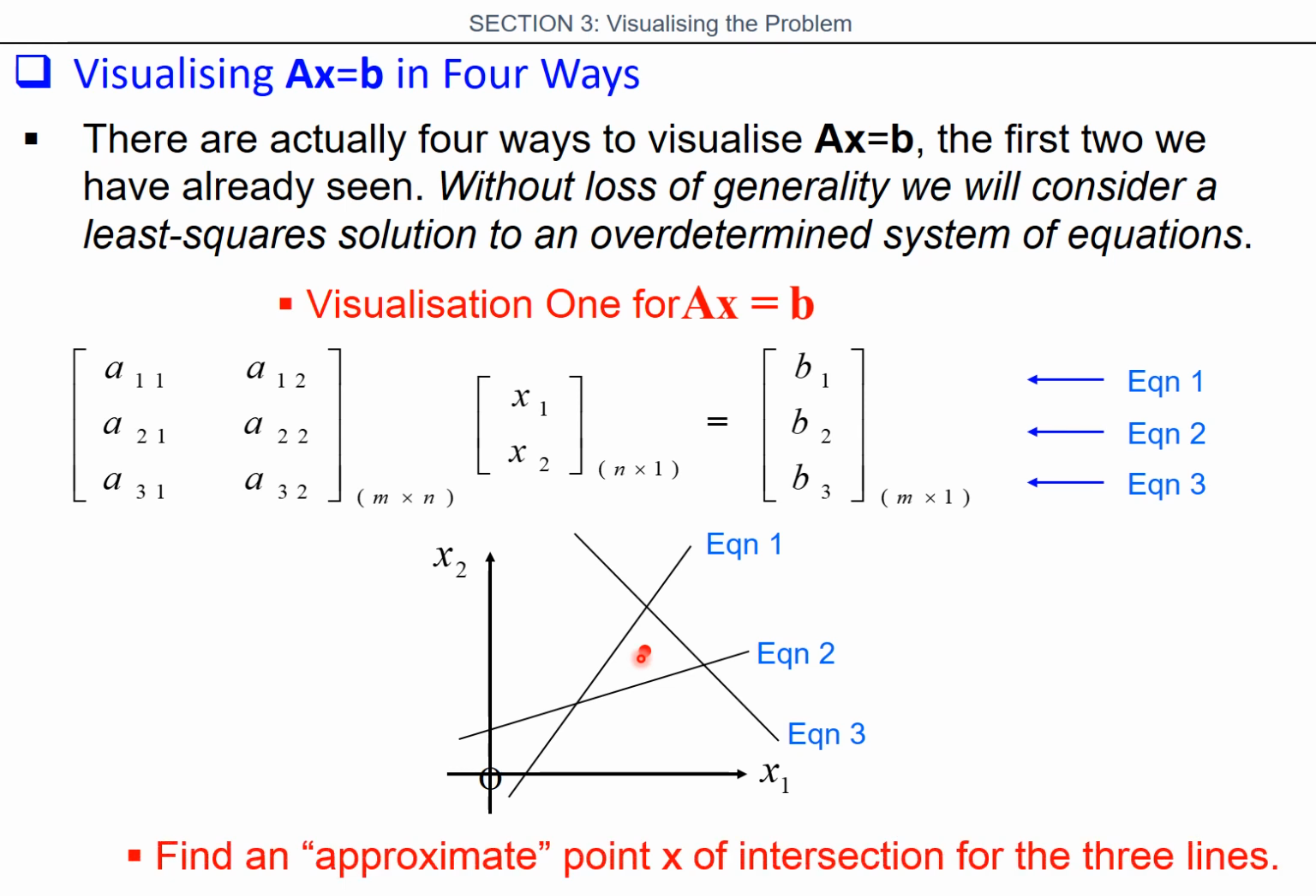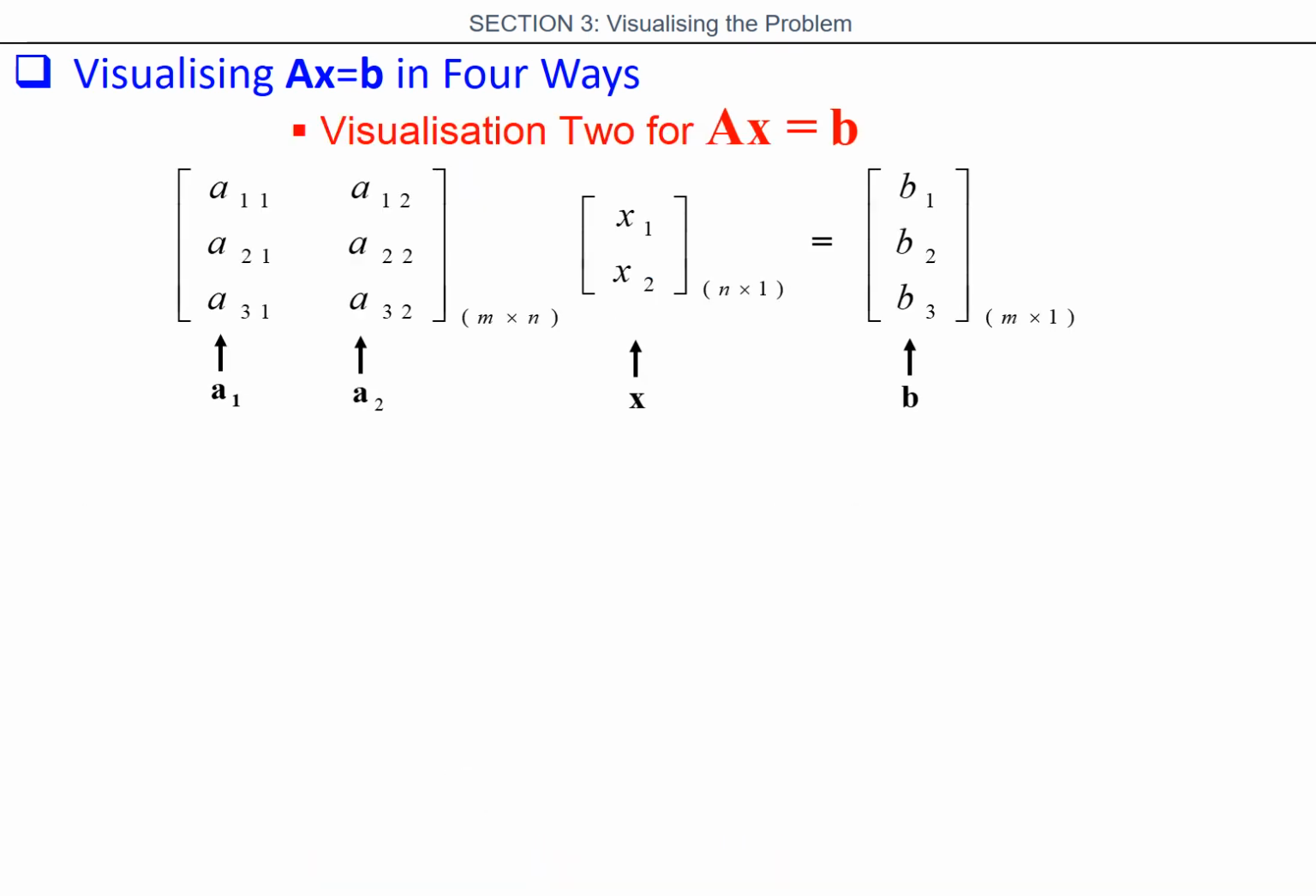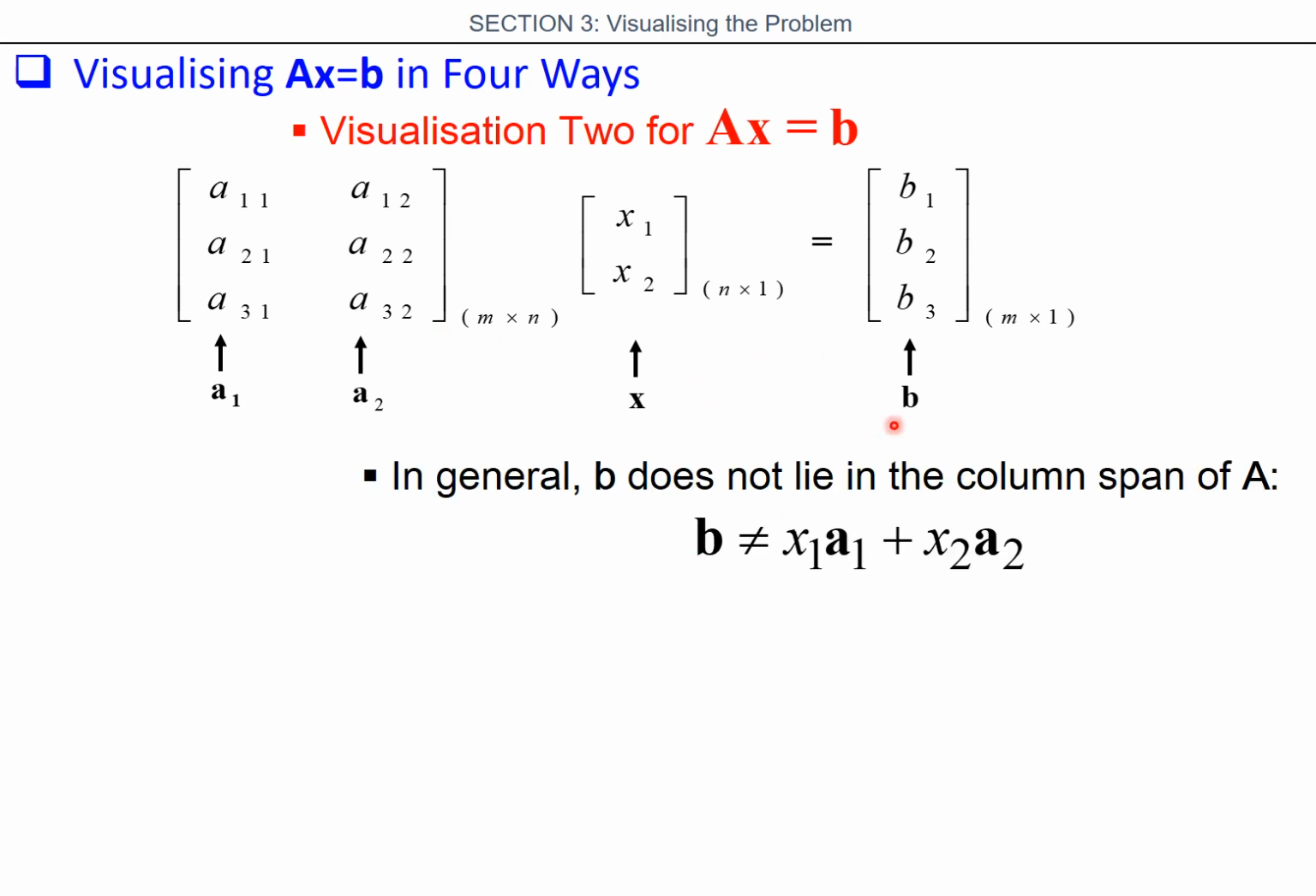Now let's have a look at the second visualization. So the same set of equations. We know in general that B will not be equal to the left-hand side for an overdetermined set of equations. And so we can say that B is not equal to x1 times a1, this column vector, plus x2 times a2. Now what do we mean by that visually?